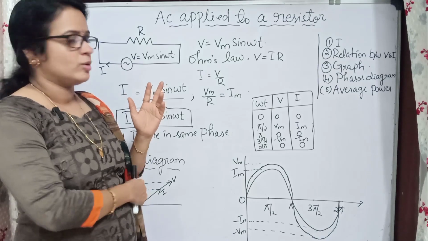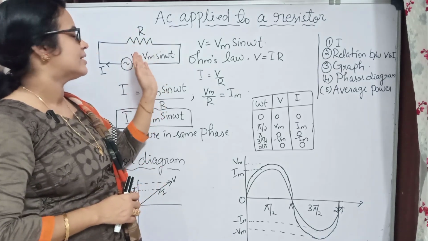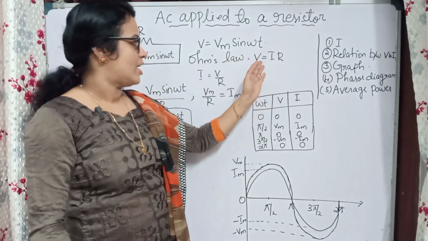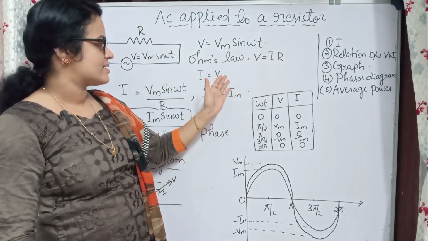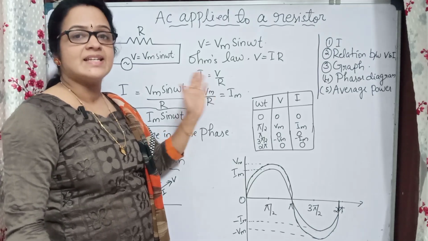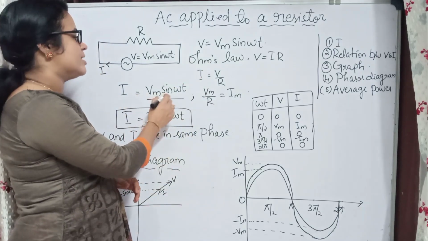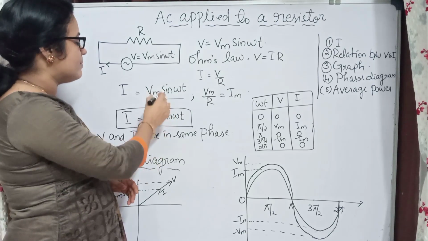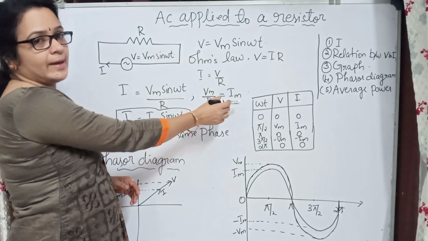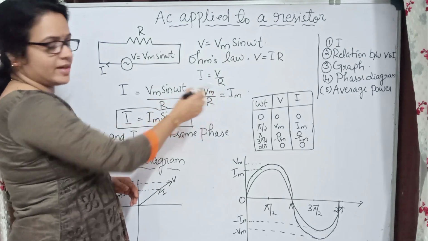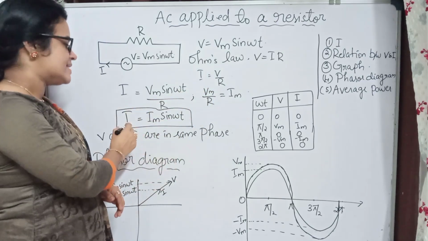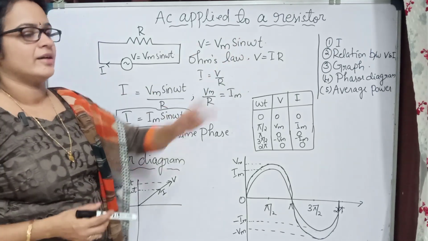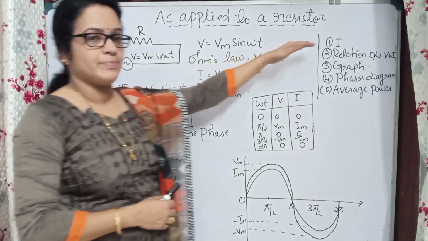We can use Ohm's law, right? That is, resistance is here, then voltage is here. So Ohm's law, V is equal to IR. So I will be equal to V by R. We can just substitute the value of instantaneous voltage, that is V is equal to Vm sin omega t, divided by R. Clear? So what is Vm by R? That is Im. Vm by R is equal to Im, right? So what will be the equation? I is equal to Im sin omega t. This is the equation for current. So our first step is over now.